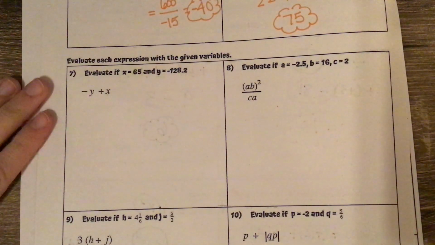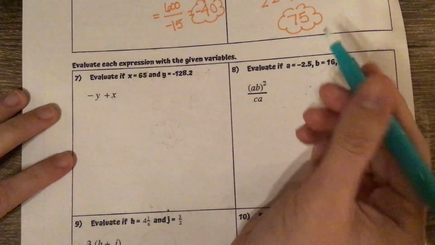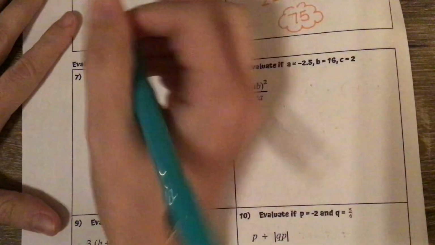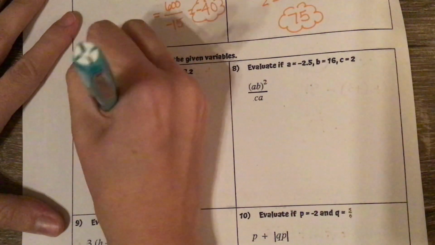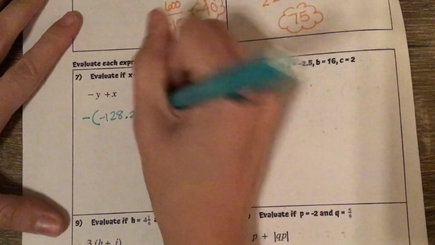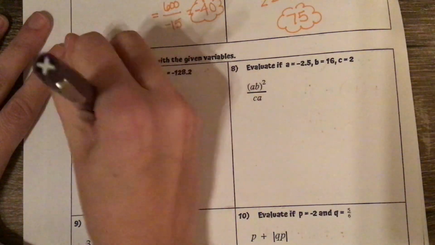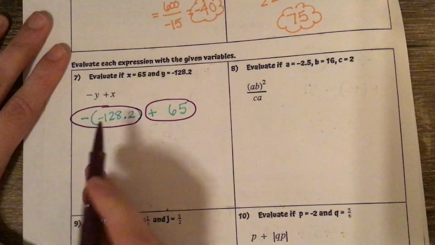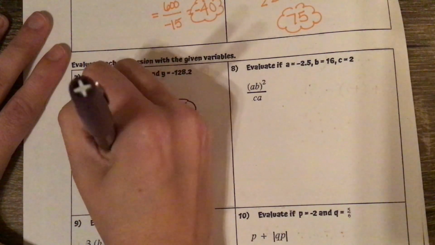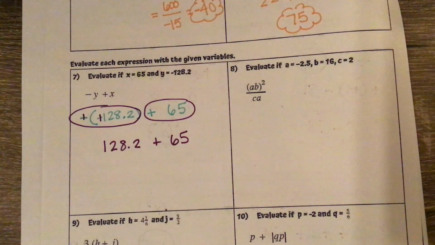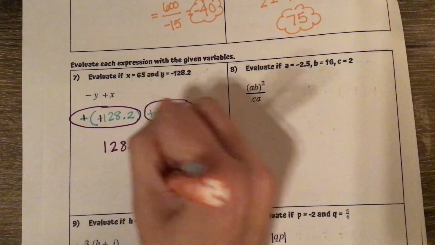All right, number 7. Plugging in, if x is 65, y is negative 128.2. And we're letting you use calculators here to help you, so the decimals really shouldn't be that tricky. So I'm plugging in negative y value of negative 128.2 plus our x value of 65. Split into those two parts, we've got minus negative, which makes a positive. So positive 128.2 plus a positive 65. Those are both positives. We add those together and we get 193.2.